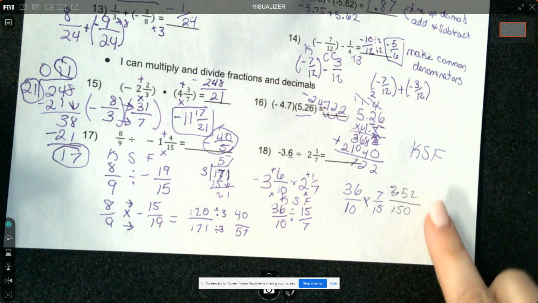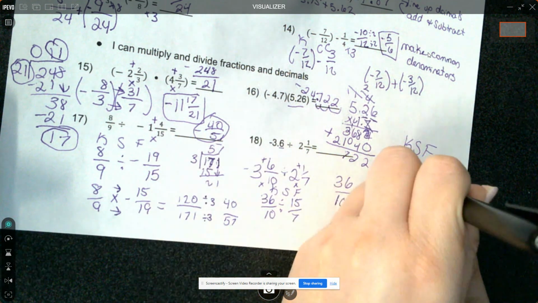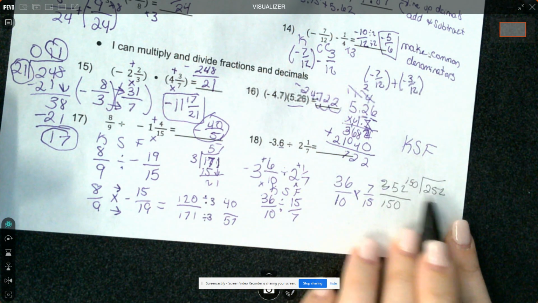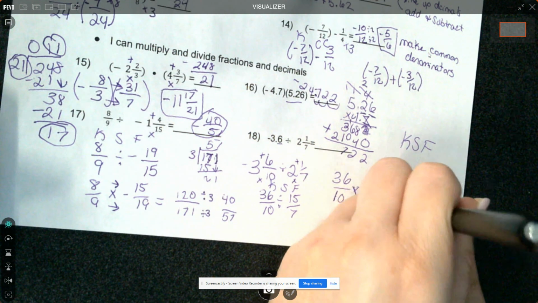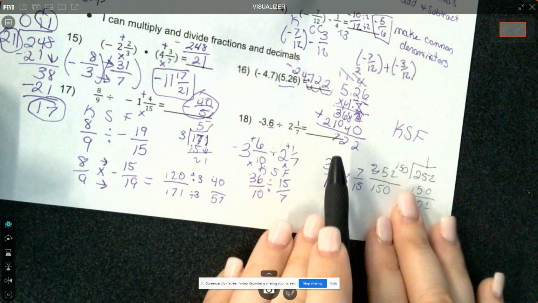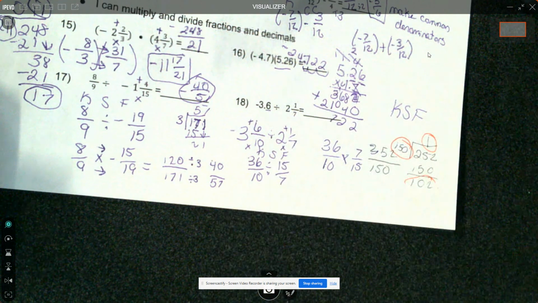When I simplify it, this is an improper fraction, so I can set up long division. The top number goes inside, bottom number goes outside. 150 goes into 252 one time. And when you subtract, you have 102 left over. What would my new mixed number be? Mishka, what would it be? I have a 1, a 102, and a 150. So what would it be?